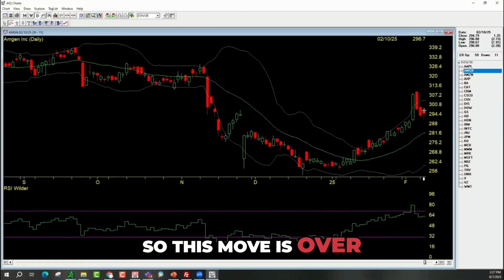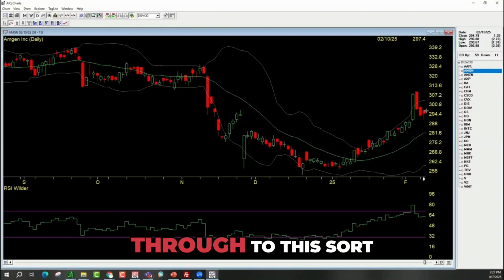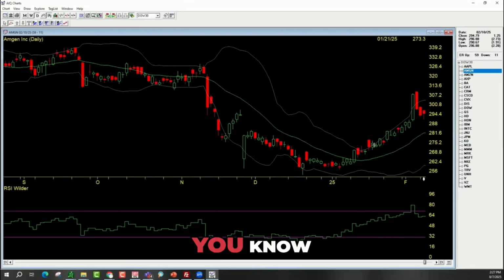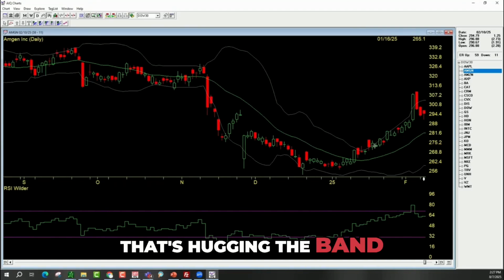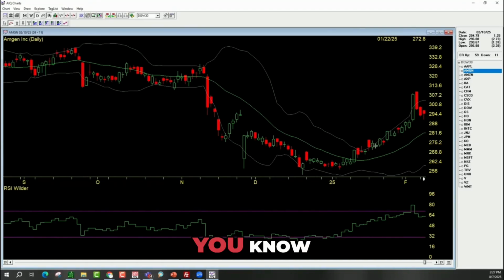So this move is over. Even if you'd stayed in all the way through to this sort of point here, 297, you've made a good 20-point gain on this stock. So it's pretty good going over a 10-day period. Again, that's hugging the band. And you still got to wait for 2 or 3 days before you can see that being in place.